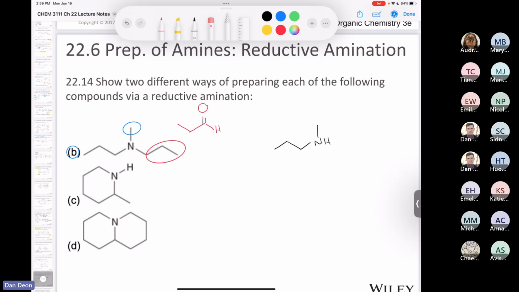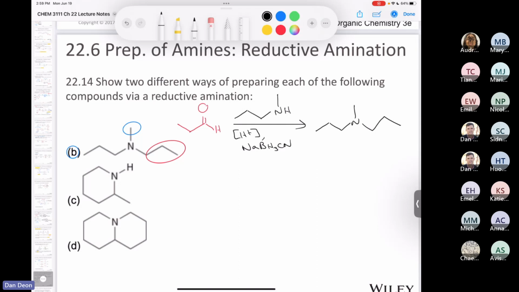And what you're going to do is you're going to treat it with the amine, okay, like this. So there's your amine. Then you need a catalytic amount of acid and sodium cyanoborohydride. Sodium cyanoborohydride is going to do the reductive amination, and that's going to give you the product. So I'll draw the whole thing out like this, okay?